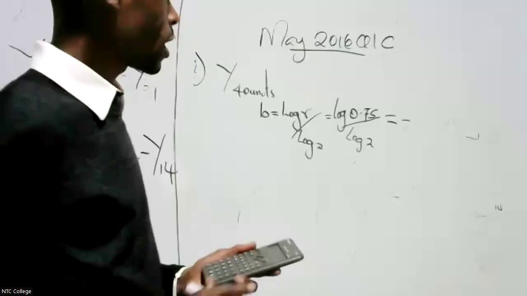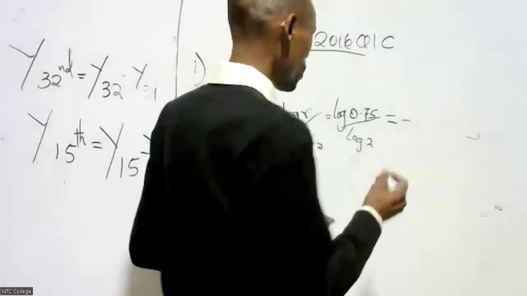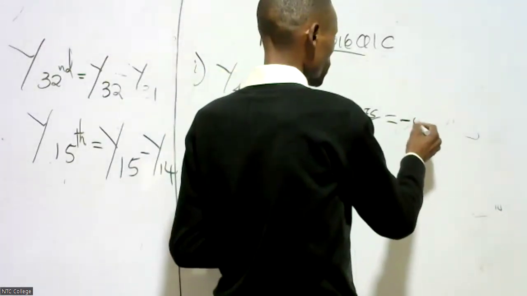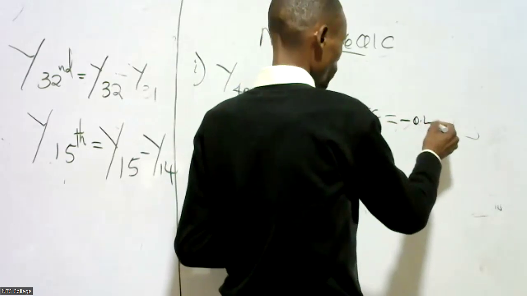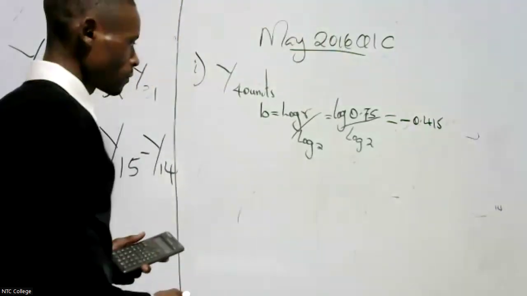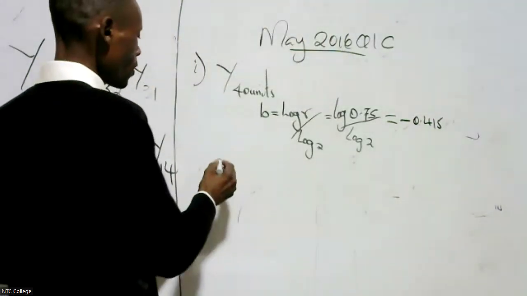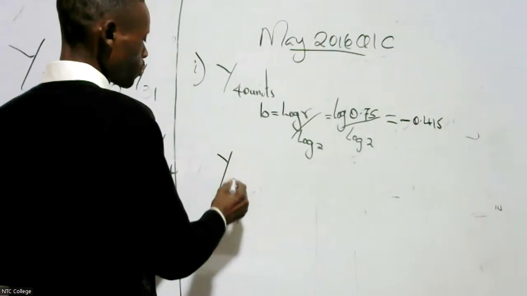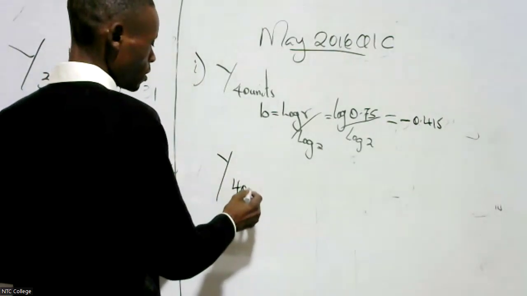Negative 0.415. So having done that, we can now get our time taken to produce the 40 units.